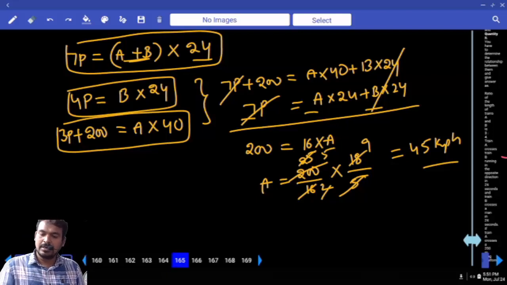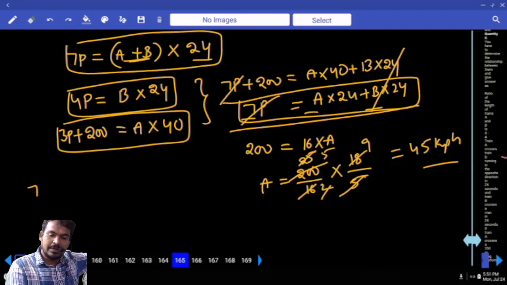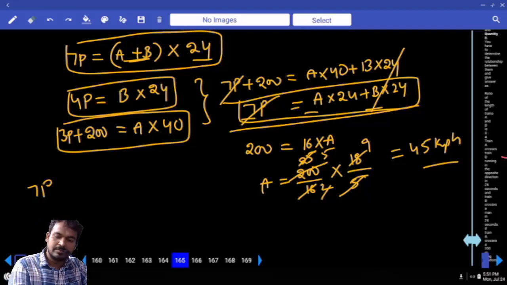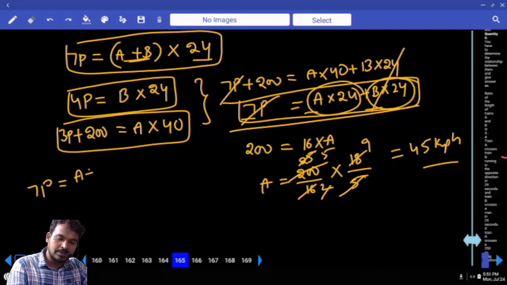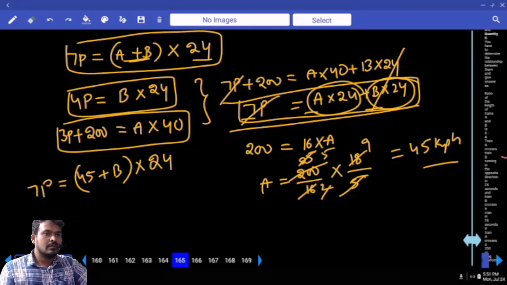Substitute the A speed in the second equation. What is the second equation? 7 parts. What is the 7 parts value? A into 24 plus B into 24, or (A plus B) into 24, 45 plus B into 24 seconds. But there are two unknowns, we need only one unknown.